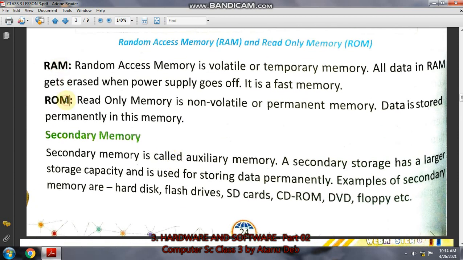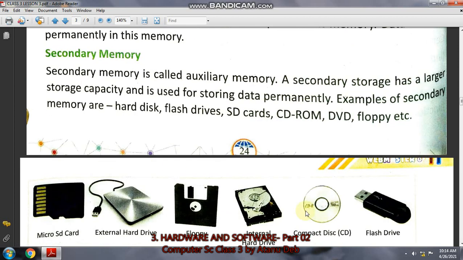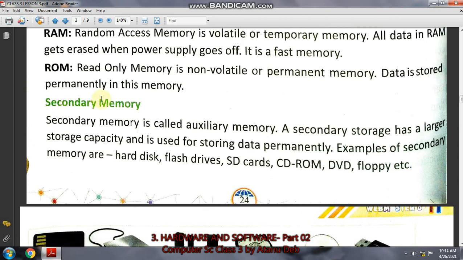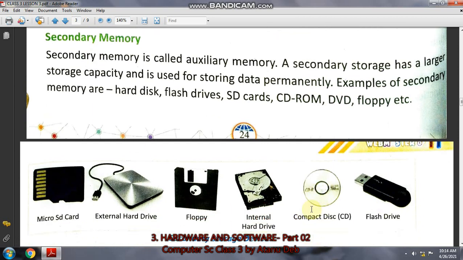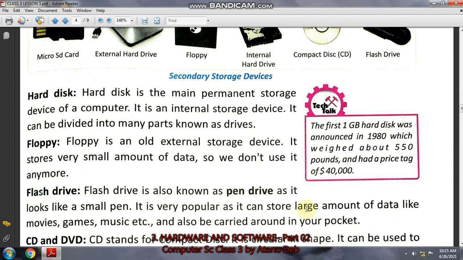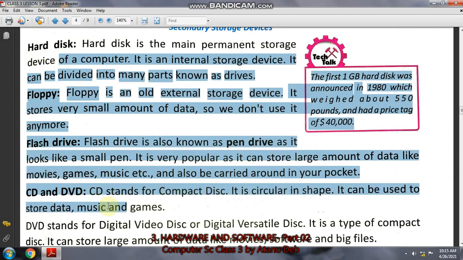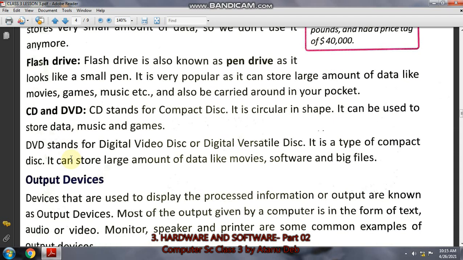Why does the computer have two memories? Because the capacity of RAM and ROM is very little. But if you want to store lots of files in the computer, you need bigger storage spaces. So for bigger storage spaces, the secondary memory is used. Suppose you want to store a movie in the computer, RAM and ROM cannot store a movie. So you need a bigger memory like a CD or a hard disk or pen drive, etc. So these are used as secondary storage devices. Their examples are given here. Hard disk, floppy disks, flash drive, you have to just read it.